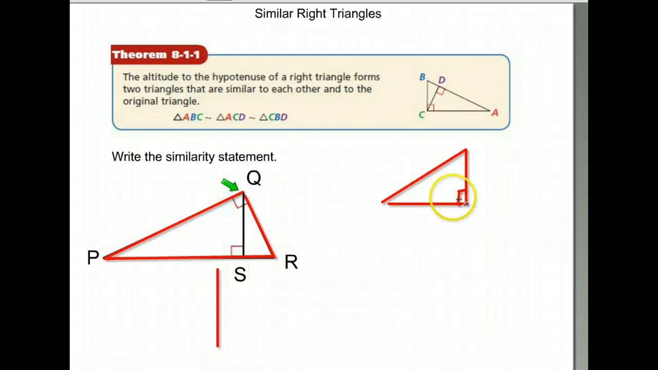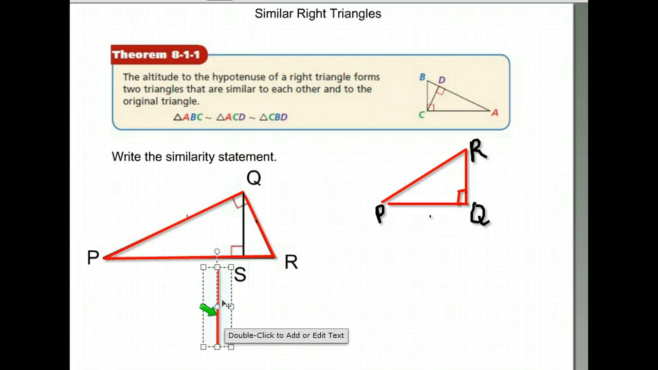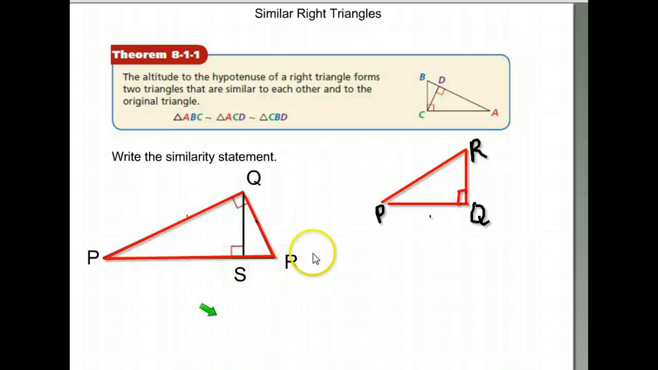So notice my right angle is Q, so I want my right angle to be Q. My shorter side is QR, so here's my shorter side, I want it to be QR. And then my long side from the right angle was PQ, so I want this one to be PQ. So is that part making sense, as far as drawing it out and then labeling the pieces?